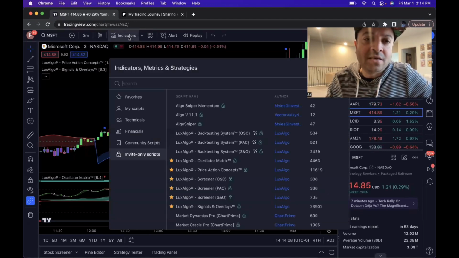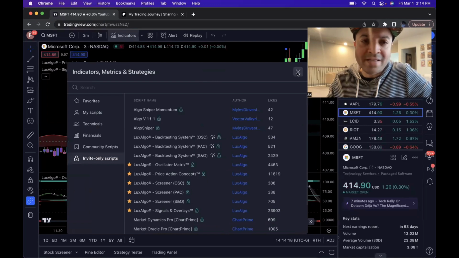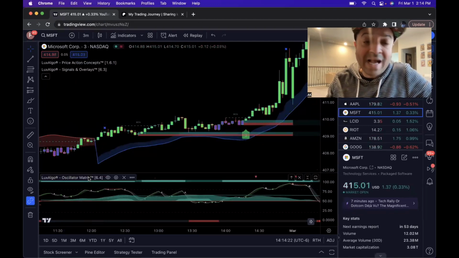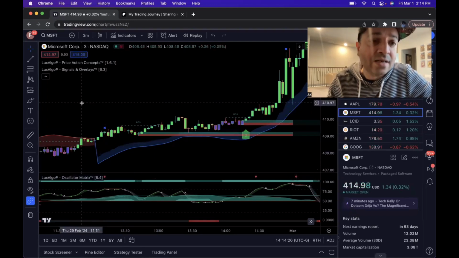Once you get it, you're going to click on the indicators. It'll show up in your invites only. And for this, I use the oscillator matrix, the price action concepts, and the signals and overlays. And I'll show you guys what my settings were as well. So in the oscillator matrix, I made absolutely no changes. Everything's on default. All right. That's how I like it.